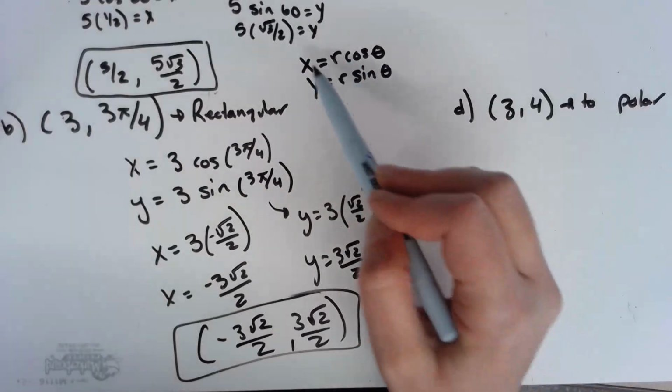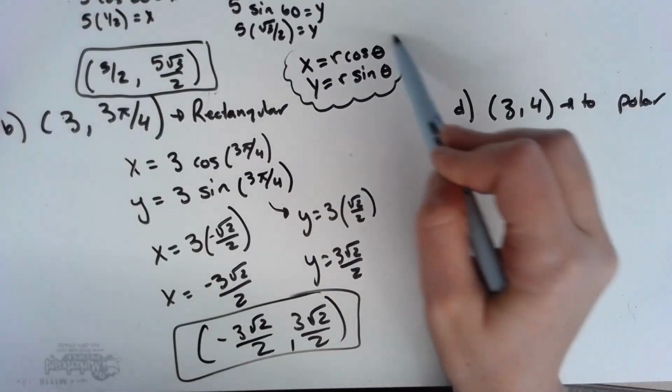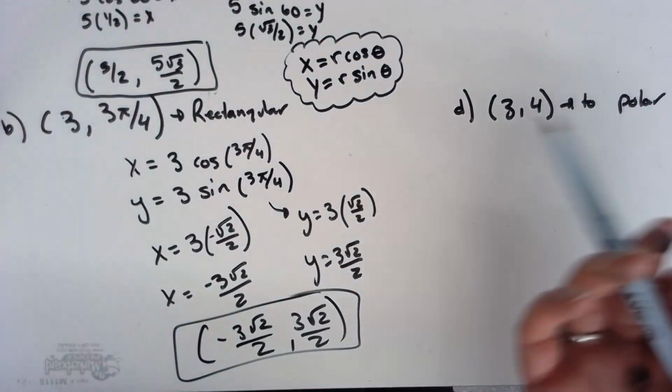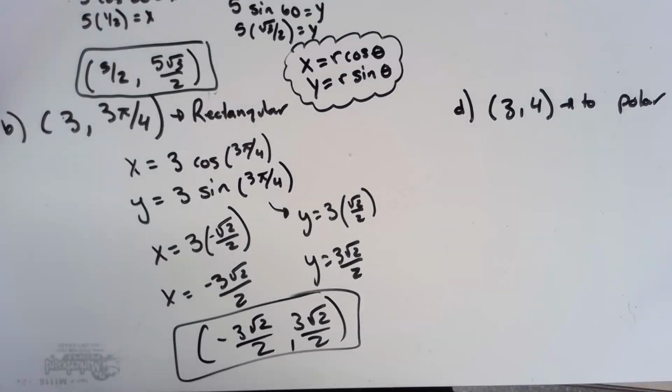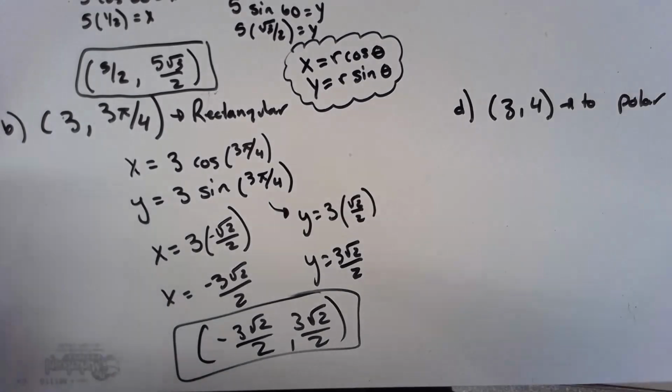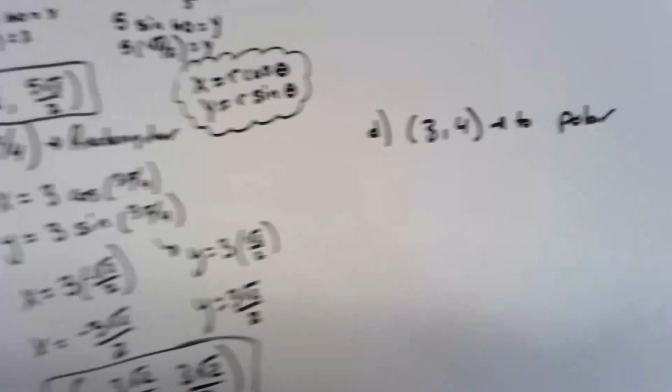Again, these are really nice. They should be kind of already written on your formula sheet. If not, stick them on there. But we really don't need those because we can draw this out and identify our x's and y's and use our trig to find that. Okay, let's look at polar.